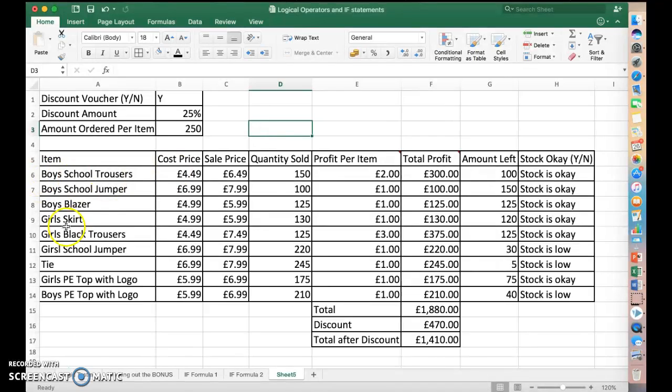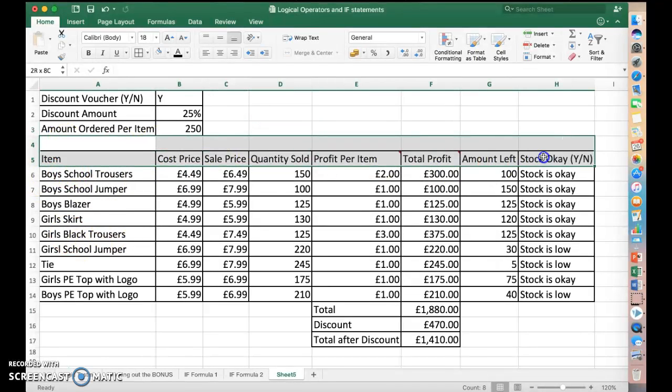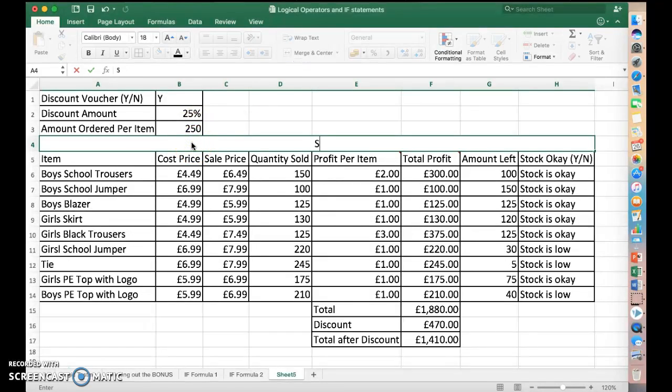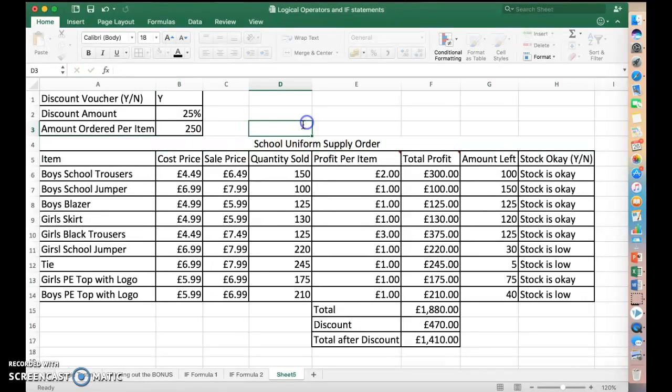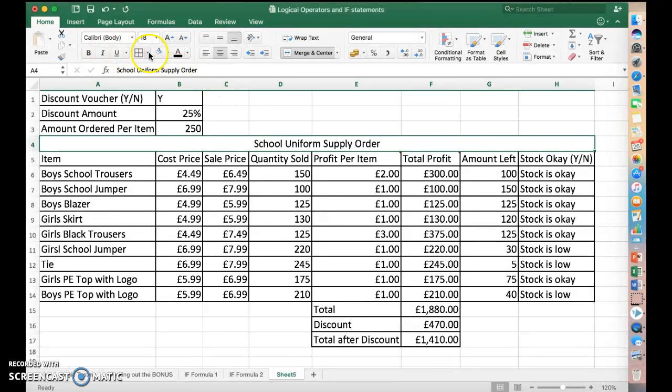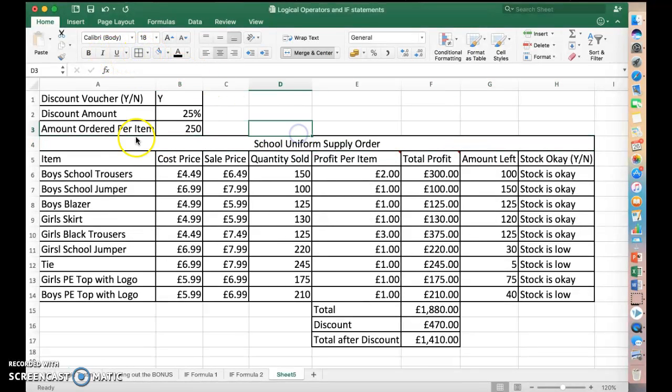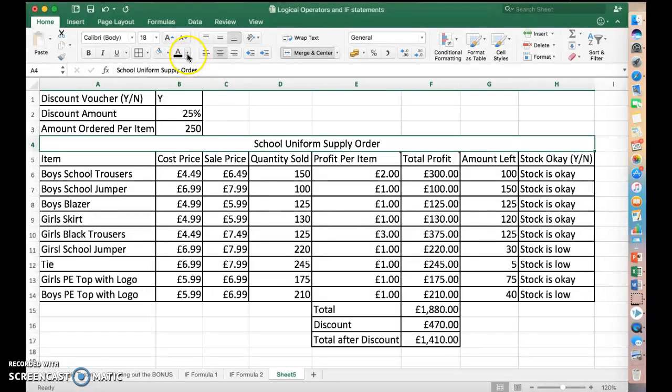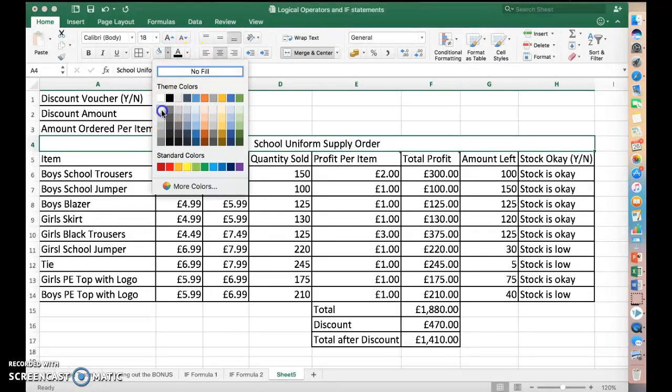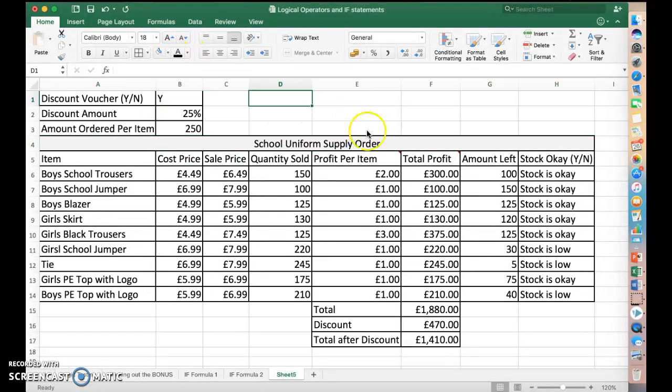Last thing I'm going to do is, I like titles on my spreadsheet, so I'm going to merge and center, big title there, and school uniform supply order in here, and I'm going to pop some borders around that and shade it as well, just a little shading in there.